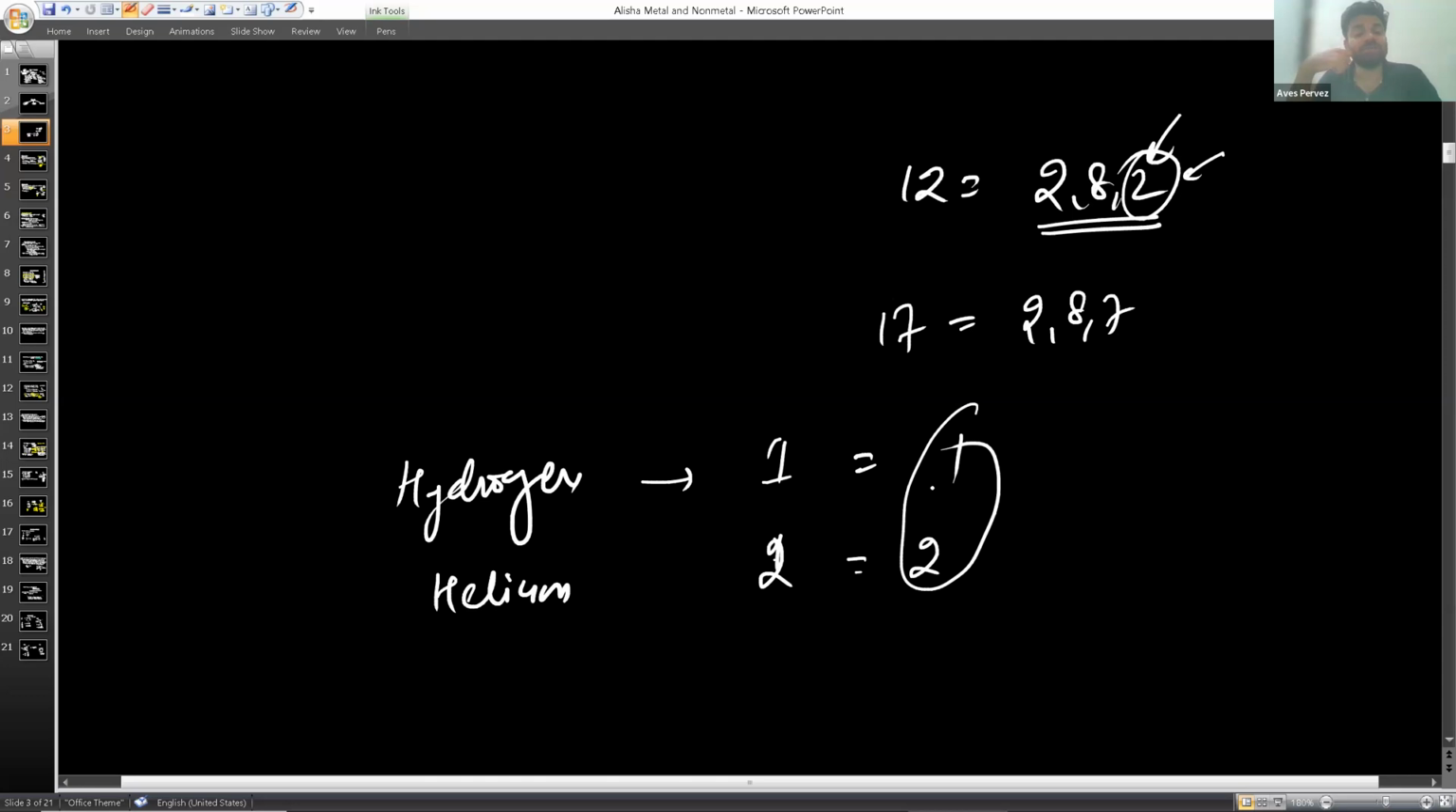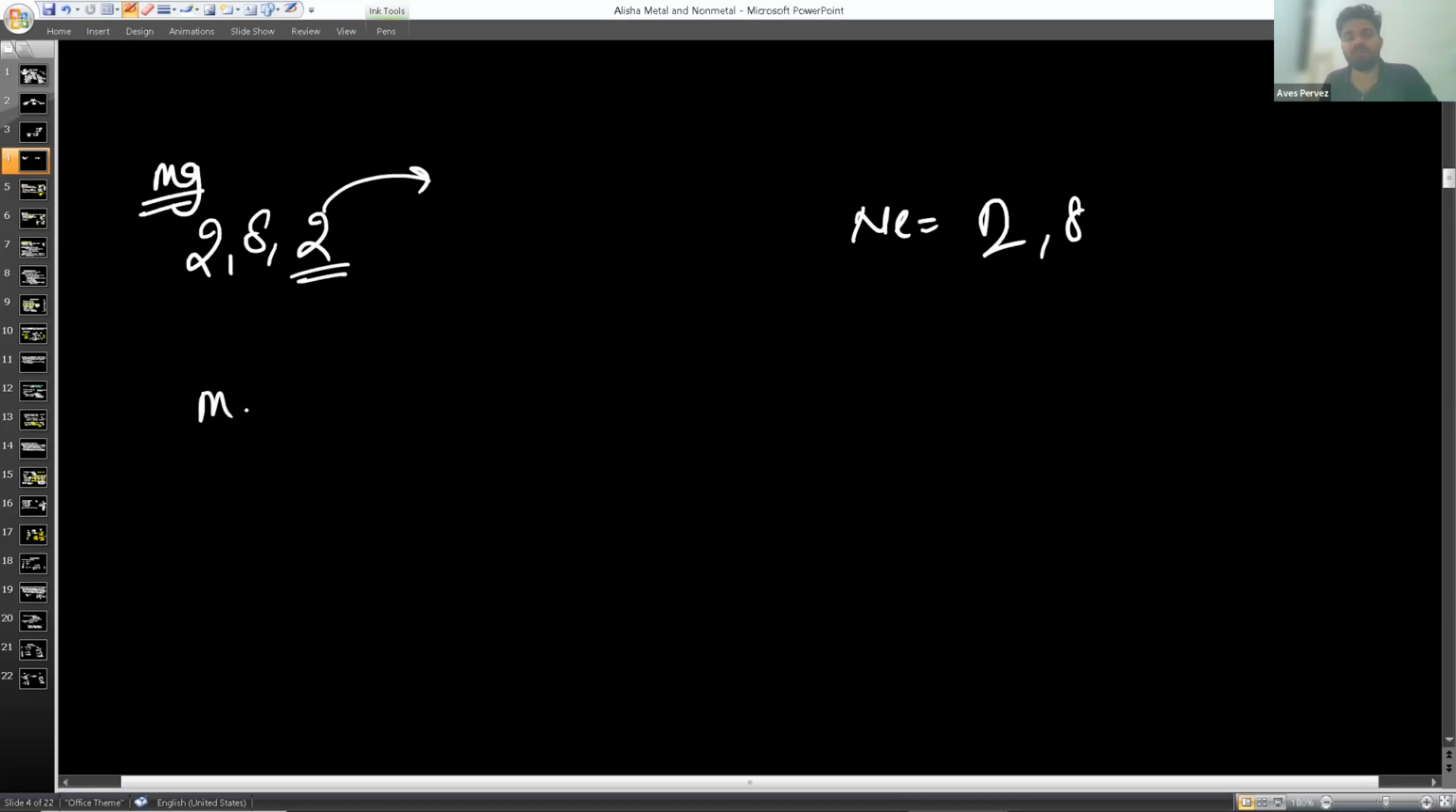What are metals? Metals are those elements that have 1 or 2 or 3 electrons in their outermost shells. Since they have 1 or 2 or 3 electrons in their outermost shell, they generally lose electrons. For example, if I have the 2, 8, 2 electronic configuration, the nearest noble gas is neon, that is 2, 8. So this is magnesium. What will magnesium do? Magnesium will lose 2 of its electrons and become Mg2+, with 2, 8 electronic configuration. Why is it becoming 2, 8? In order to attain a stable electronic configuration like the nearest noble gas.